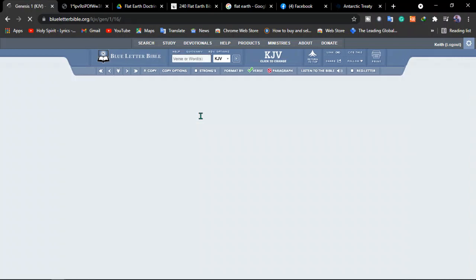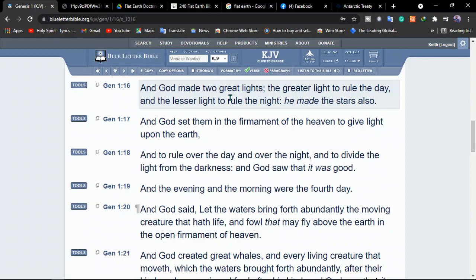Genesis 1:16. See what the Bible says. And God made two great lights, the greater light to rule the day and the lesser light to rule the night. He made the stars also. So, are you seeing something here? The greater light to rule the day. So that's a light on its own, an independent light. And the lesser light, the moon has her own light, or his own light, whatever you may call it. I don't want to start putting genders here. The moon has his own light.